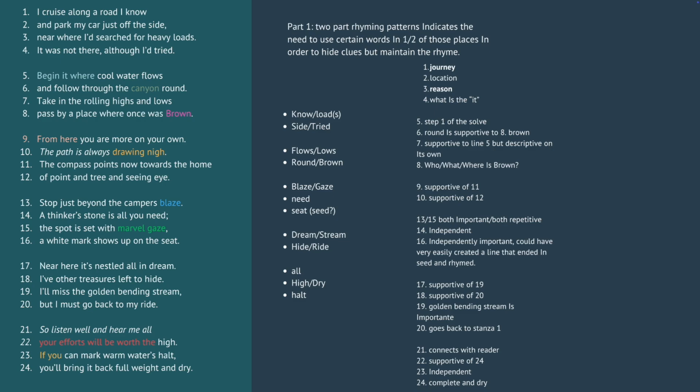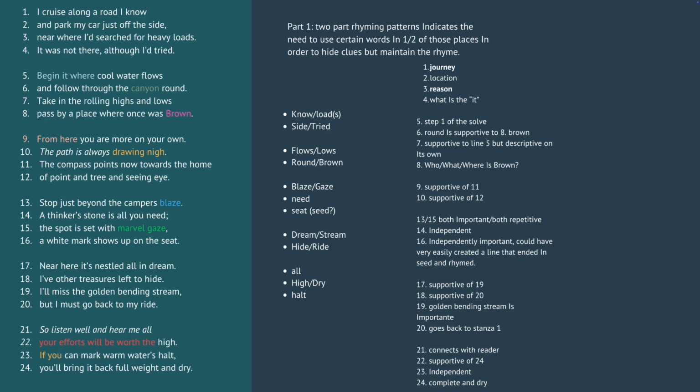In stanza 2, we have "begin it where cool water flows and follow through the canyon round. Take in the rolling highs and lows, pass by a place where once was brown." Brown was a huge key piece of the Forrest Fenn poem. It's been said, but it can't go without saying enough times. If you don't have step 1 of your solve, everything after that is not going to line up.